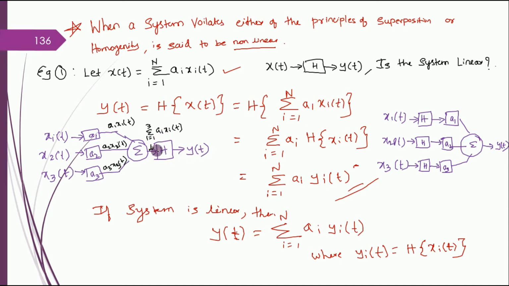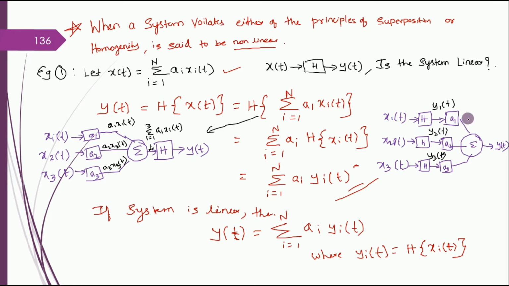y of t is h of summation of a_i x_i of t. This is what I have written here. H of this one, h of this one. This is equivalent to this. That is what I want to show. Just check here. x1 of t, after passing through the h, what do I get? y1 of t. Here I get y2 of t. Here I get y3 of t.